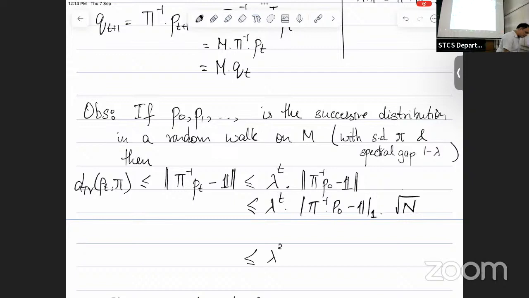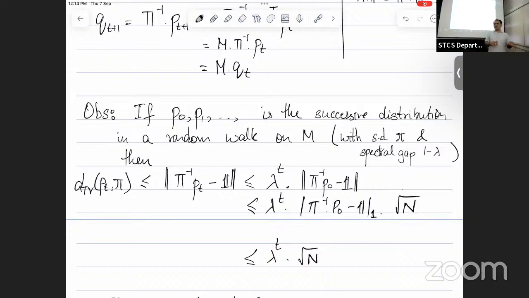Okay, so this is at most lambda to the t times, you can bound this quantity by just one, because it's the expected value of some small difference. It's easy to see that this is at most one. So a bound that you could have is just lambda to the t times root n. So it tells you that the total variation distance, as t becomes larger and larger, is certainly no more than root n times lambda to the t.